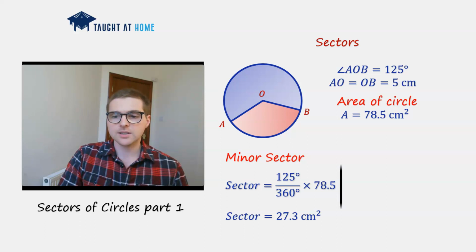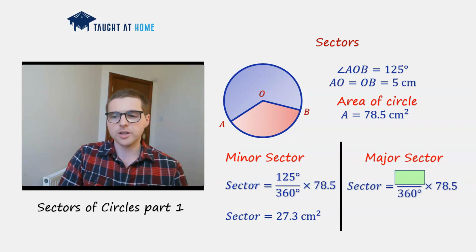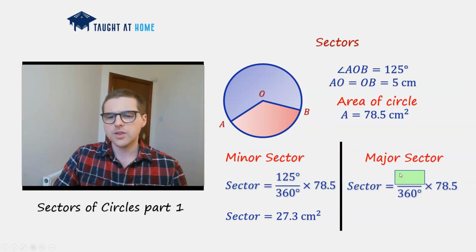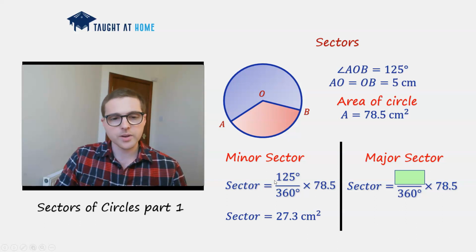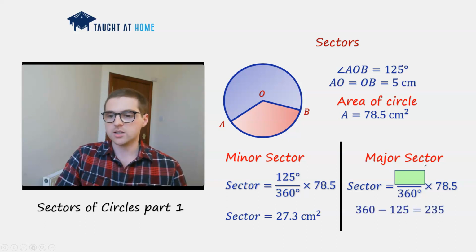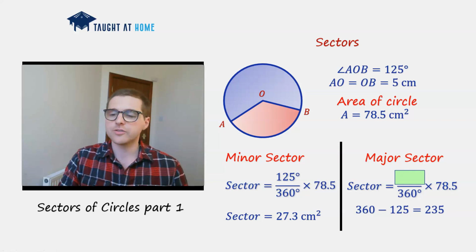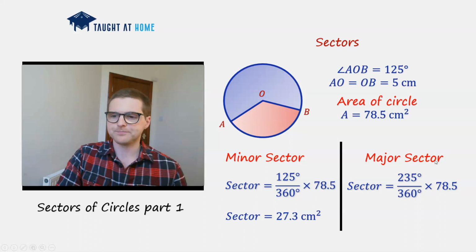Now we can look at the major sector. So the major sector would be the same formula, but what would the angle be this time? So for the minor sector we had this angle, so for the major sector we have to have the other angle. So how would you calculate that? Well, it's going to be the total degrees, so 360, subtract the 125 from that, and what you get is 235. So it's going to be 235 degrees for this part here. And now we can go ahead and plug this into our calculator. What we get is 51.2 centimeters squared.